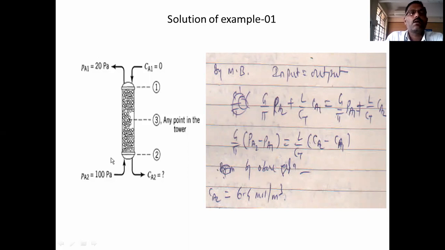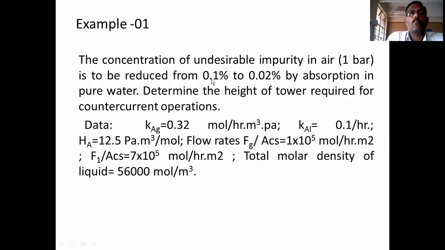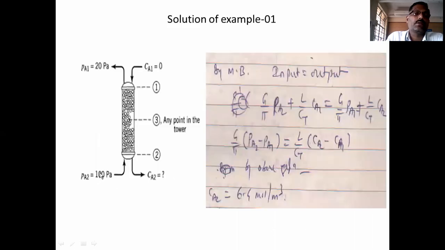Total pressure is 10 raised to 5 Pascal, and we multiply by the mole fraction. Mole fraction at inlet, how much in the problem? It is given as 0.1% to 0.02%. Mole fraction is 0.1%, so this fraction is 0.1 divided by 100, which is 0.001. Multiply 0.001 by 10 raised to 5, so here we get 100 Pascal.